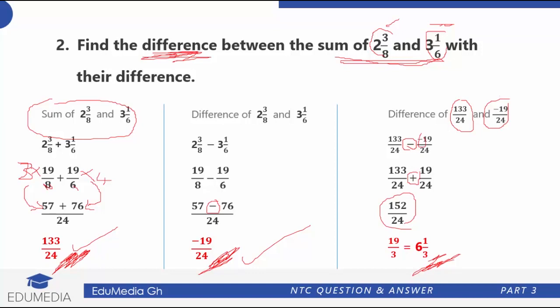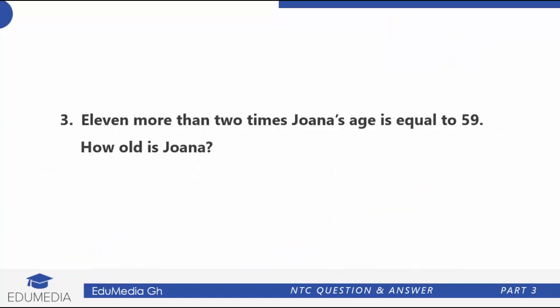So here it's about the understanding of the question. The question said the difference between the sum of these two numbers and their difference. So you find the sum and then you also find their difference, and then you now find the difference of their answers. All right, that's what the question is asking for. Now the third question is here.